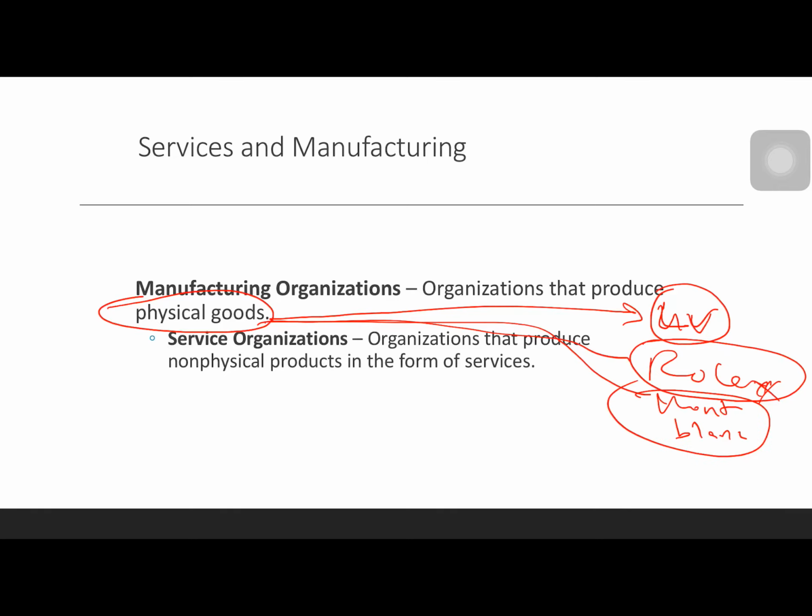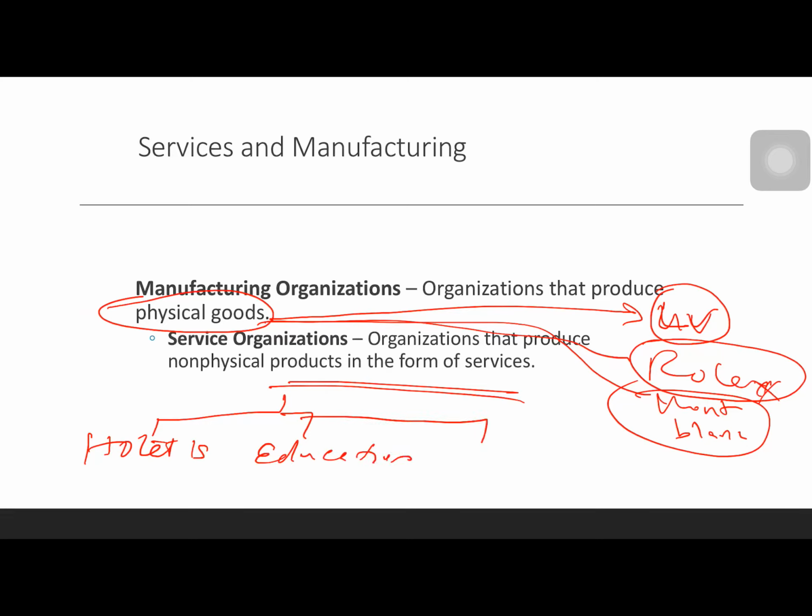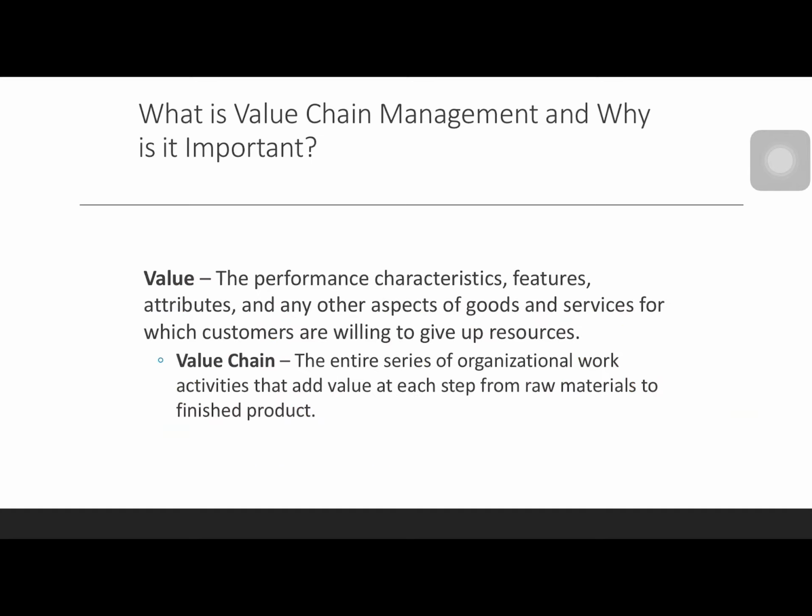Manufacturing organizations are organizations that produce physical goods, but service organizations, on the other hand, produce services. Think of some of the services: hotels provide services, the education sector provides services, restaurants provide services. So you need to see a clear distinction between manufacturing and service organizations, and both of those organizations require operation management in order to convert input into output.